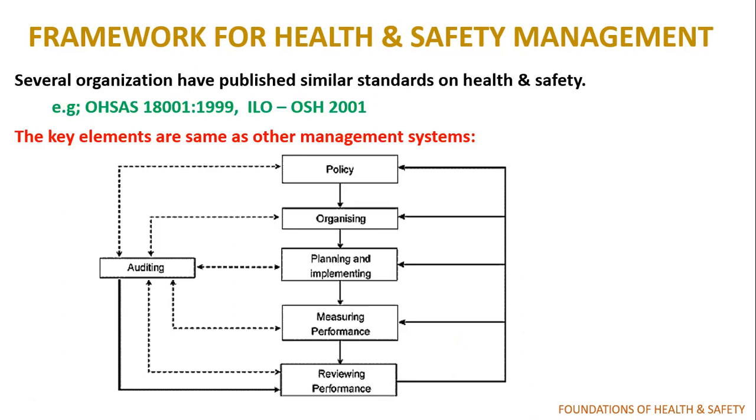Now we will see the health and safety management system elements. Several organizations have published similar standards on health and safety, like OHSAS 18001 and ILO-OSH 2001. The key elements are the same as in other management systems, which include the policy, organizing, planning and implementation, measuring performance, reviewing the performance, and auditing. Now we will discuss each one individually.